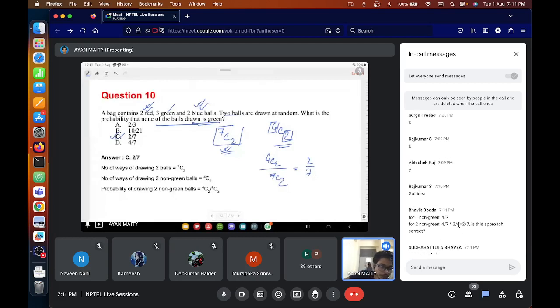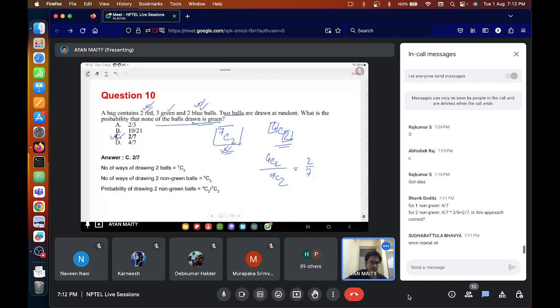Bhavik is saying for one non-green ball 4 by 7, for two non-green balls 4 by 7 into 3 by 7, 2 by 7. This approach is also correct, that you are finding the probability sequentially. First you pick one non-green ball, probability is 4 by 7, and then there are 6 total balls and there are 3 non-green balls, so the next probability is 3 by 6, so 4 by 7 into 3 by 6 is 2 by 7. Yeah, this approach is also correct.